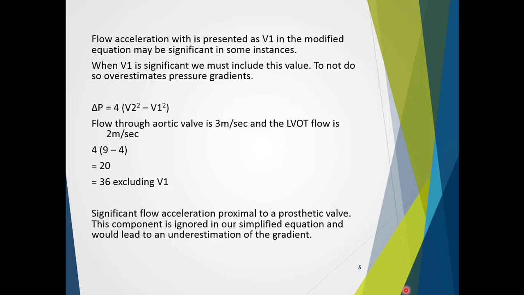Another example may be blood leaving the heart and into the aorta. Blood through the LVOT may be significant in relation to the aortic valve flow. And in this example that we have here on the screen, if we had an aortic valve flow of 3 meters per second and LVOT flow was 2 meters per second, we would have a corrected gradient of 20 millimeters of mercury. But if we excluded V1, we'd actually end up with 36. So 45% error if it had not been included.